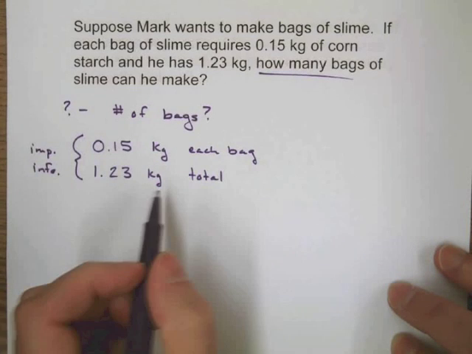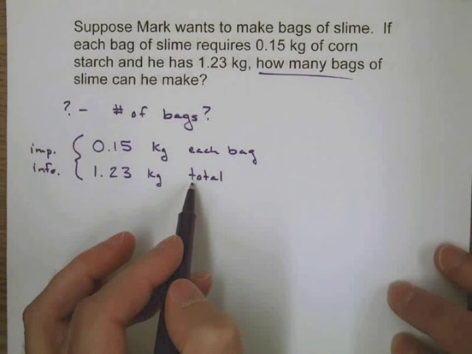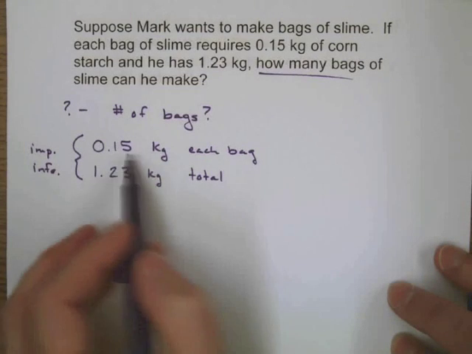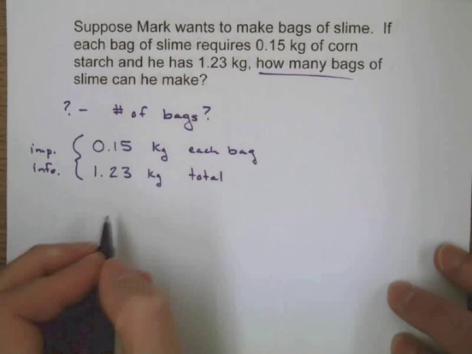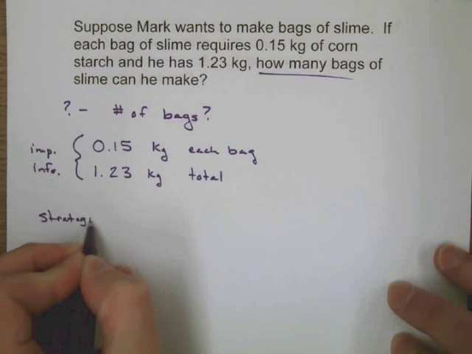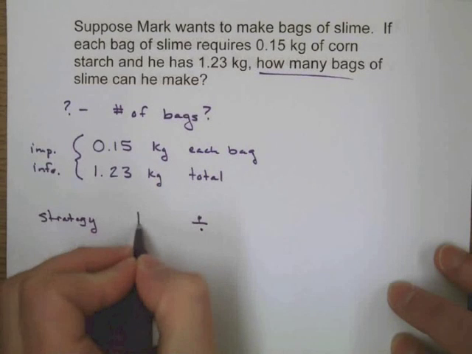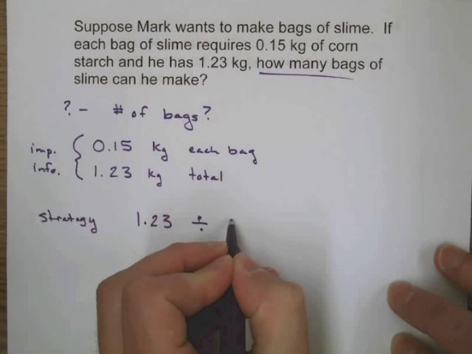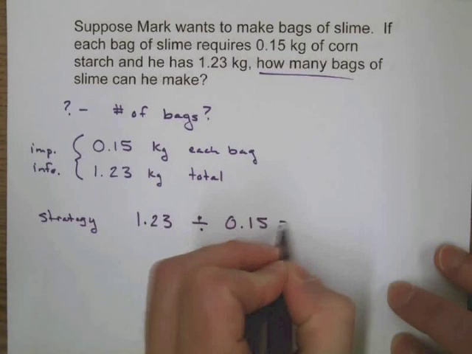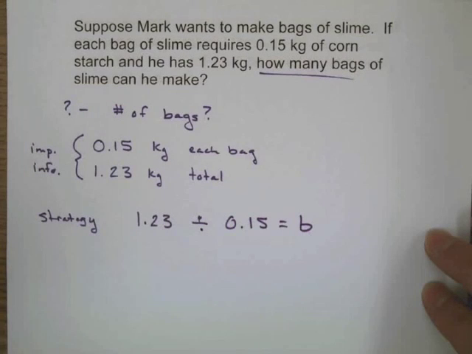Well, I can use this information in thinking of the question. I want the number of bags. I know the total, so if I divide the total by the amount in each bag, I should come up with the number of bags. So my strategy here is going to be to use division. 1.2300 divided by 1/1500 is going to get me the number of bags, and I'll use a variable, b, for the number of bags.